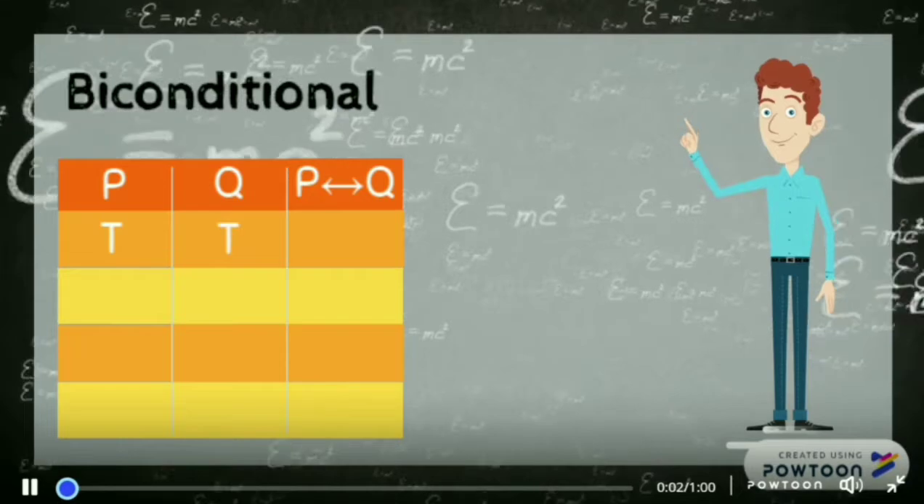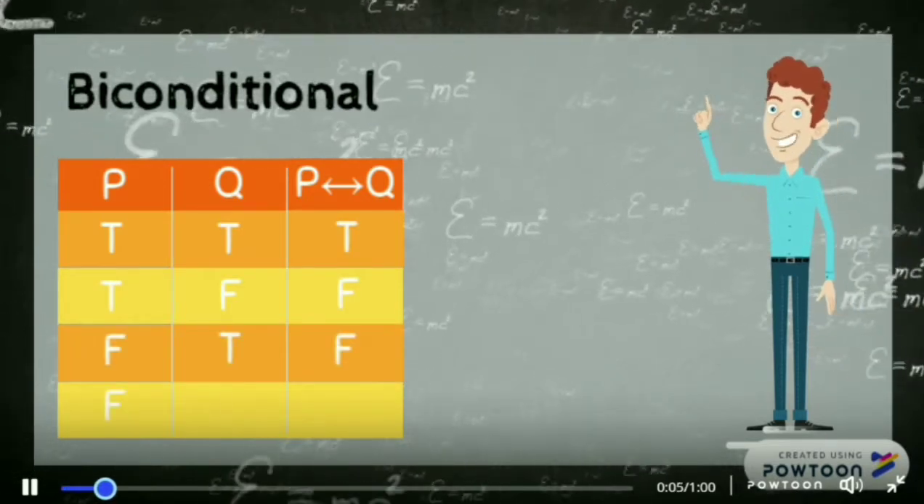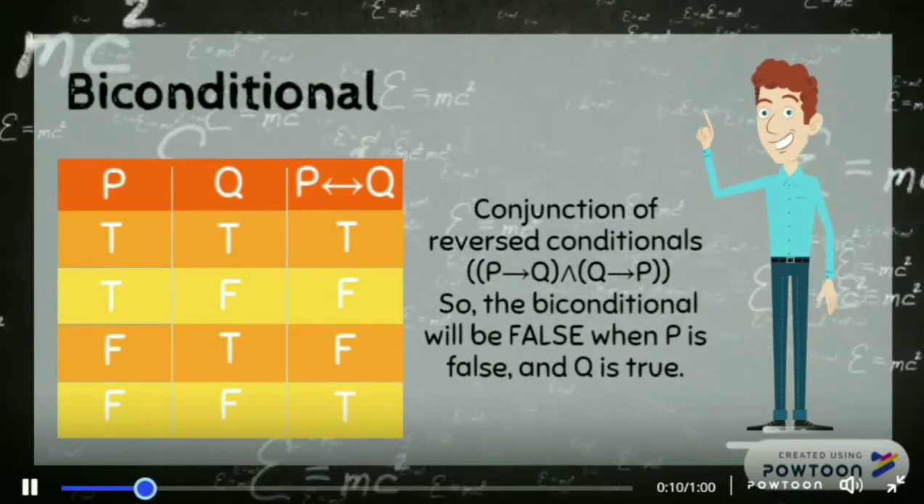So, how about the biconditional P↔Q? The biconditional P↔Q is a conjunction of reversed conditionals, conditional P→Q and conditional Q→P.